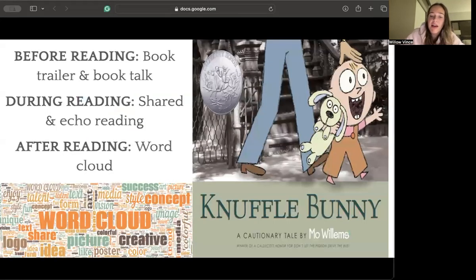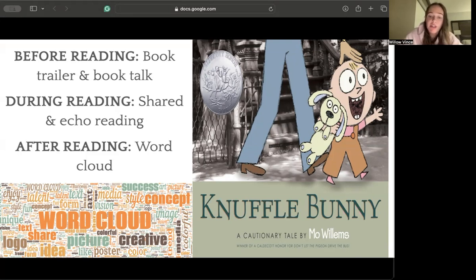For my final independent lesson, I chose to use Knuffle Bunny, a Cautionary Tale. The before reading strategy for this book was a short book trailer and also a book talk right before we started reading. I chose these things because they not only help introduce the students to the characters and reinforce the different parts of the book, but they really help to spark curiosity, build anticipation, and get the kids excited, which is super important. And that helps to retain attention.